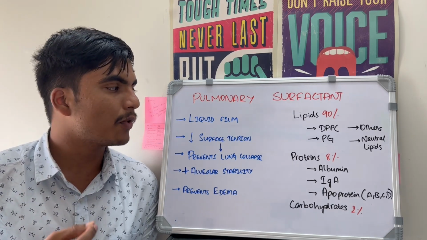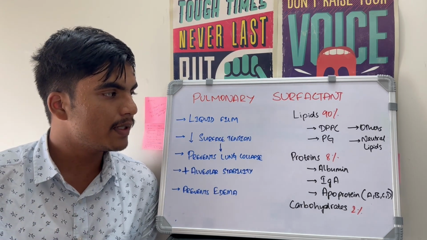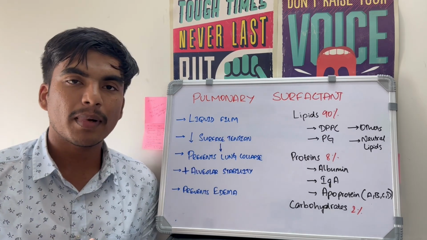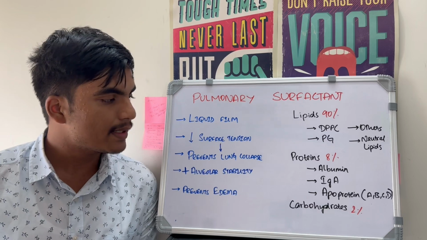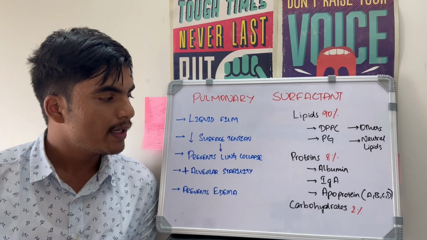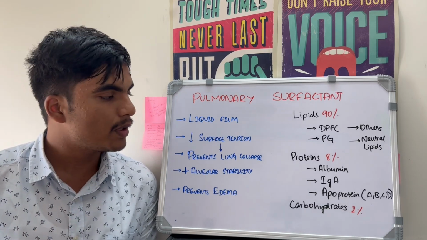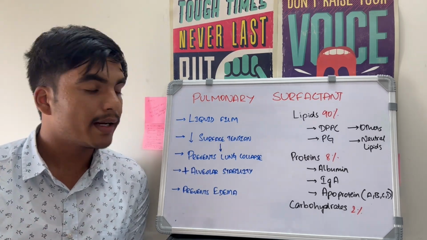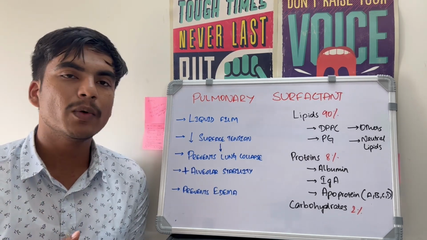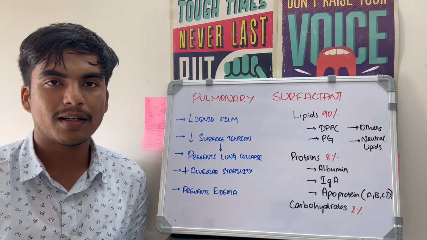It also contains phosphatidylglycerols, other phospholipids and neutral lipids. Proteins la paathitina albumin, IgA, so it also helps in immunity. Apoproteins SPA, B, C and D. SPA and D governs in immunity and B and C governs in lowering the surface tension. Kadasila carbohydrates. After seeing about the composition, we will be looking into the mechanism of secretion of pulmonary surfactant.